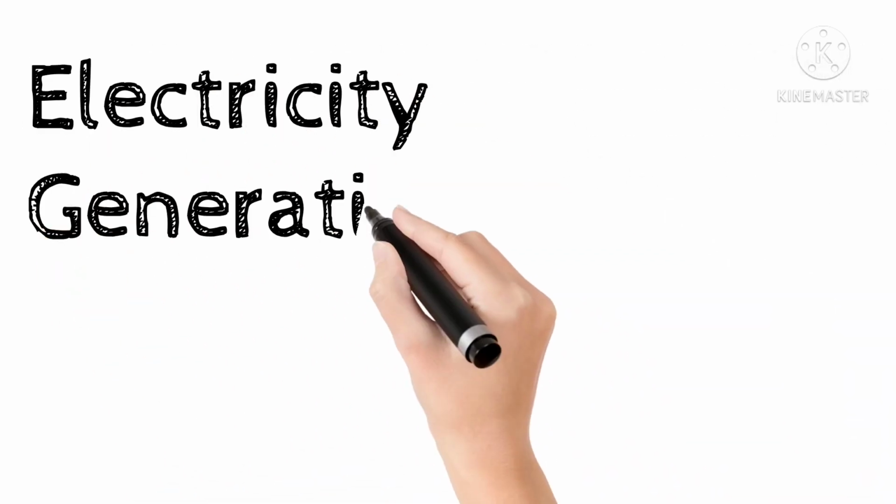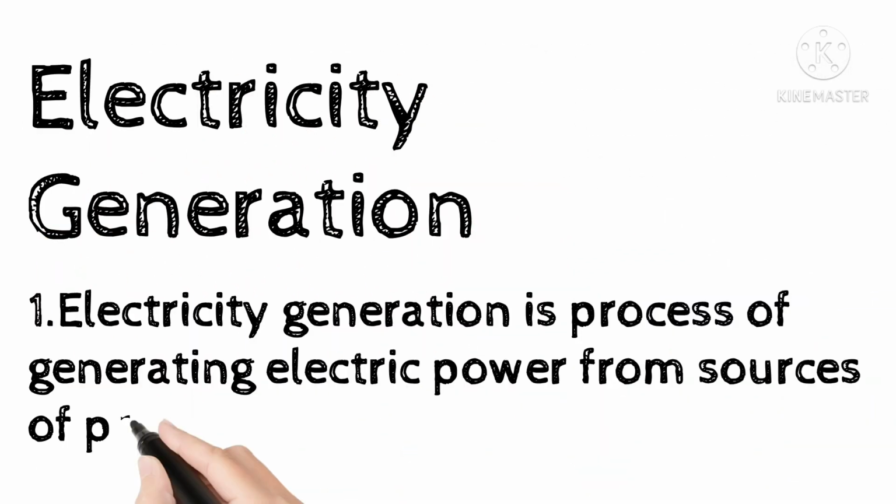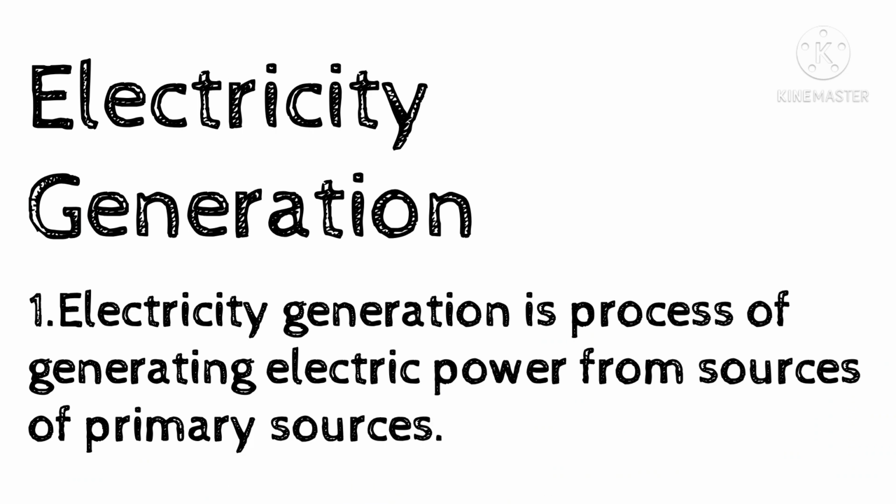Electricity generation. So what is electricity generation? Electricity generation is the process of generating electric power from primary sources. It means the process of producing electricity with the available resources such as air, water, sunlight, etc.